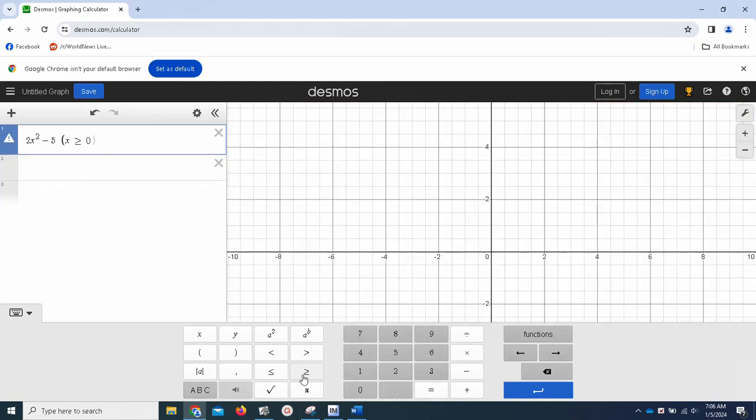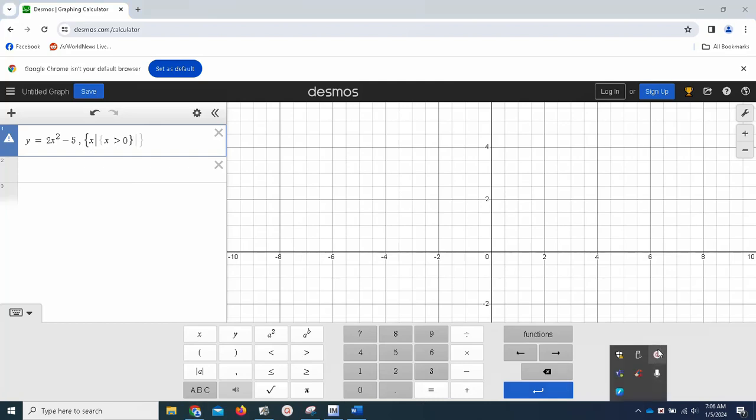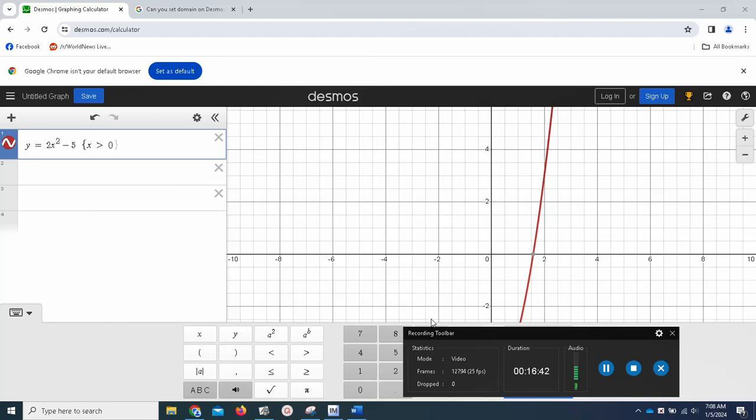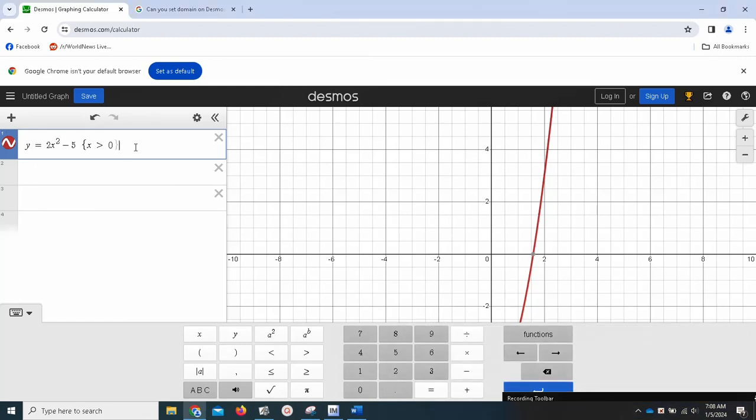Maybe it's parentheses. No. I've forgotten how to do this. Let me pause the video so I'm not wasting your time. Sorry, took me a second. You use curly braces in Desmos, and that's it. You don't use the all values of x such that. And technically, it's the greater than or equal to symbol. There you go.